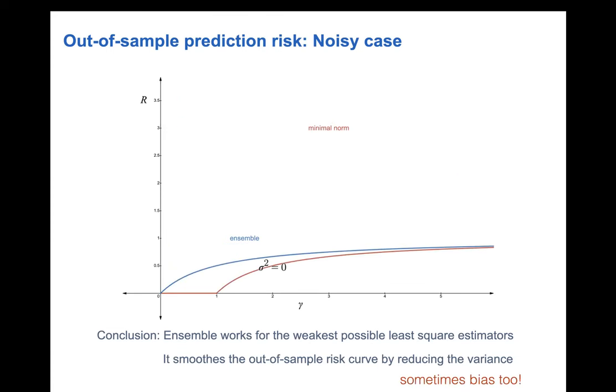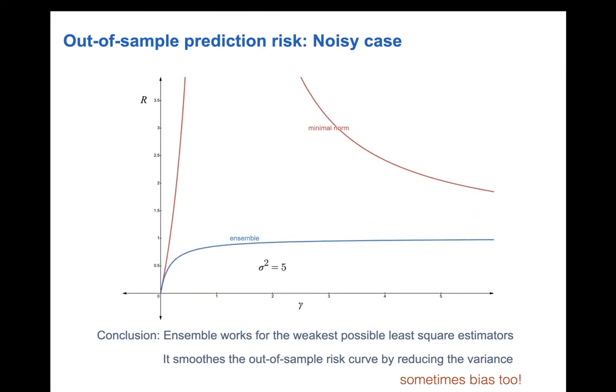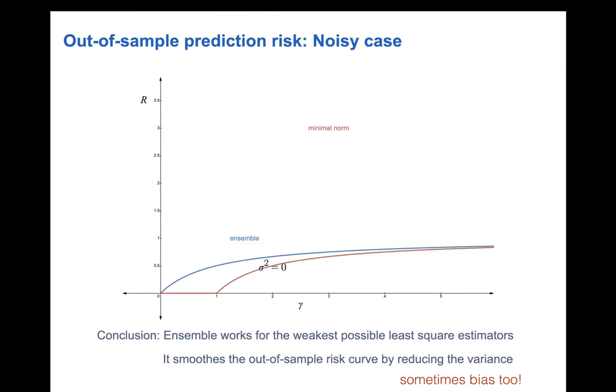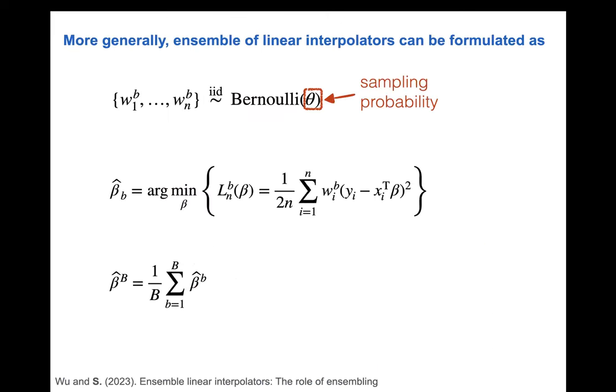But from a finer analysis, it is at least to our surprise that ensemble also helps reduce the bias sometimes. So we are going to study this in a more general setting. We just forget about the one sample ensemble case and formulate this more rigorously. Let's assume we have a sequence of random variables which follow a Bernoulli distribution with sampling probability theta. So theta is the parameter of the Bernoulli random variable.